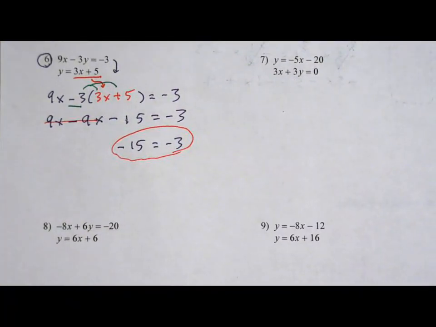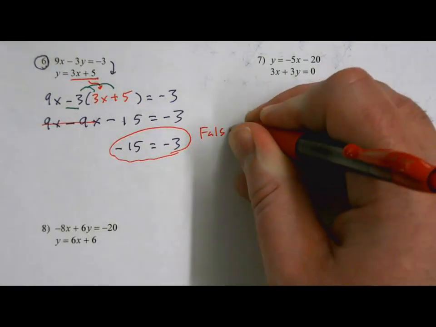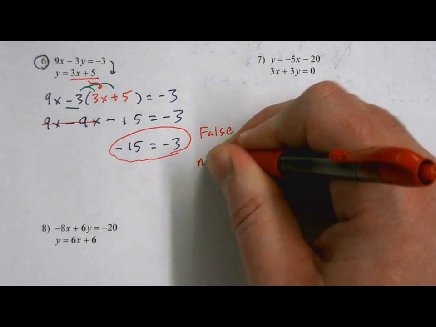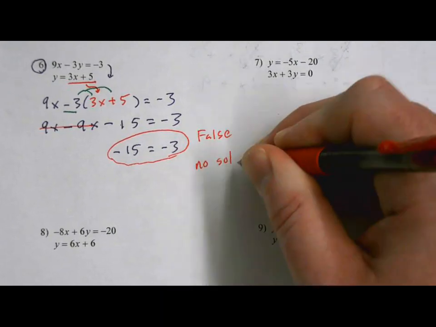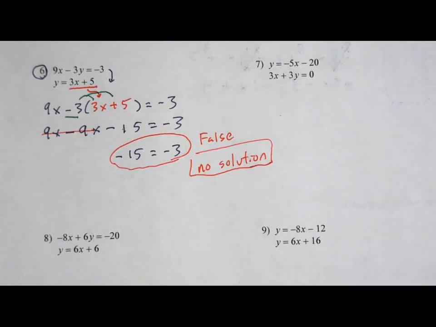Is it true that -15 is equal to -3? No, that is false. And if it's false, we automatically write no solution and we're finished. Now, if it had come up -15 equals -15, that's true, then we would write infinite solutions. But if it's a false answer like this, we write no solution and we are done. All right.